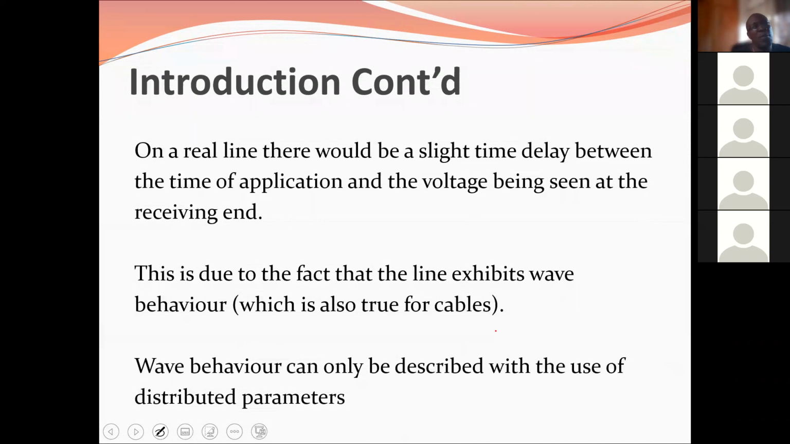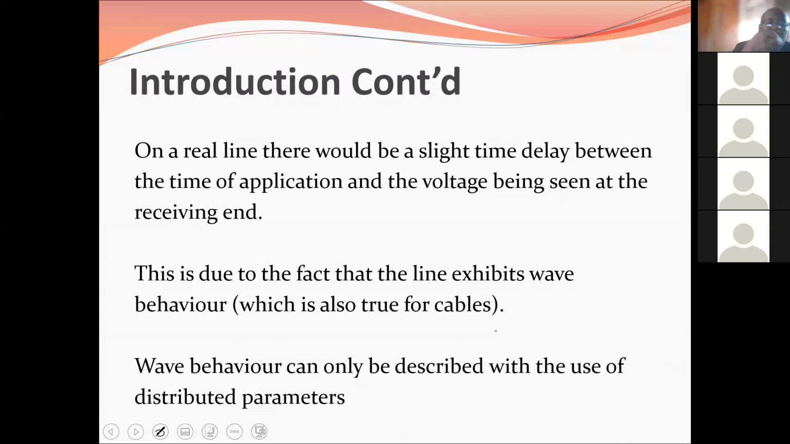So there will be that delay. I energize, so I'm at the sending end. I energize. It's going to take me a time t. I will determine what that t is. It will take me a time t for the signal to get to the receiving end.